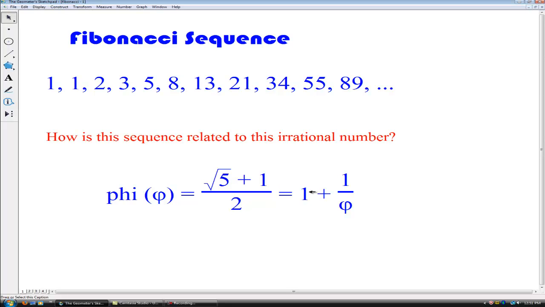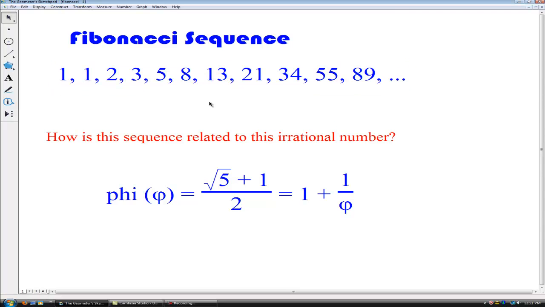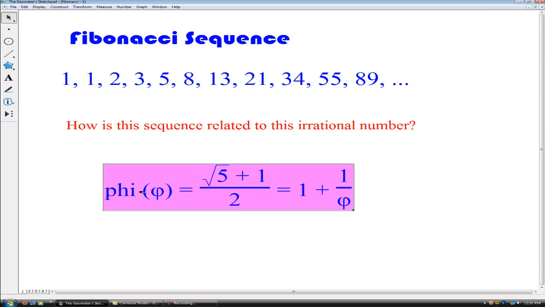And this is another version, 1 plus 1 over phi. I'm also going to use the famous Fibonacci sequence to show you how it can be used to approach this irrational number with a construction that we'll see in a little bit. So this is one of our big questions. How is this sequence related to this irrational number?